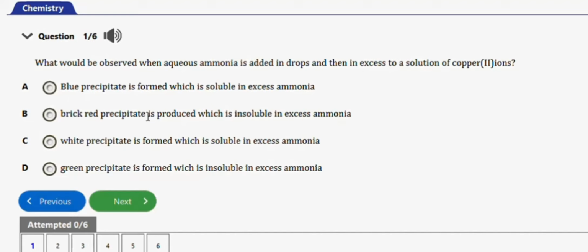Option B, white precipitate is produced which is insoluble in excess ammonia. No. White precipitate is formed which is soluble in excess ammonia. No. Green precipitate is formed which is insoluble in excess ammonia. No. So guys, the right answer is option A. That's for this question. The next question will be this one.